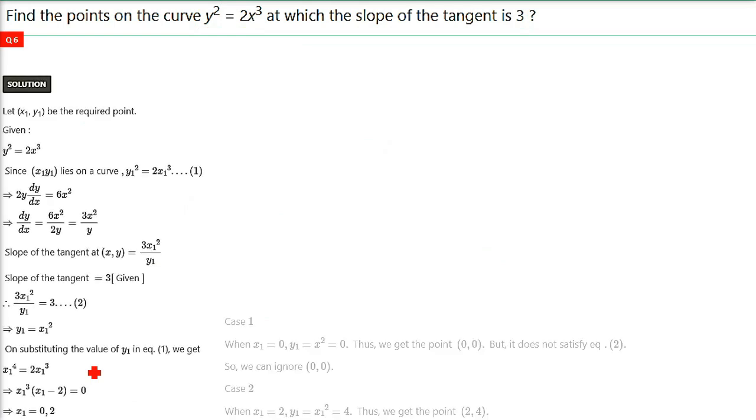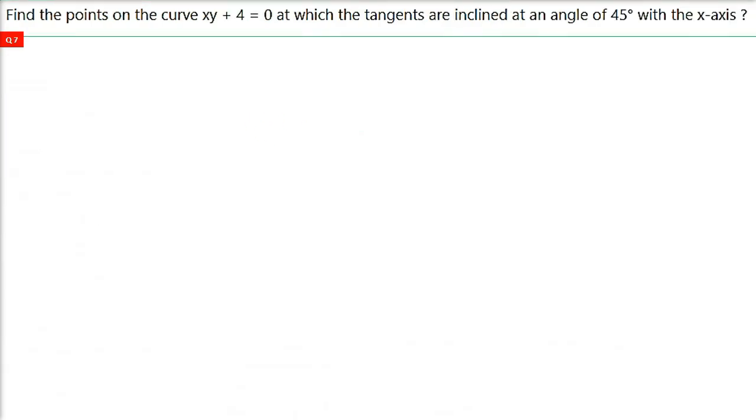If you have to write somewhere, this is the process or procedure or stepwise explanation you will follow. Find the points on the curve xy + 4 = 0 at which the tangents are inclined at an angle of 45 degrees with the x-axis.